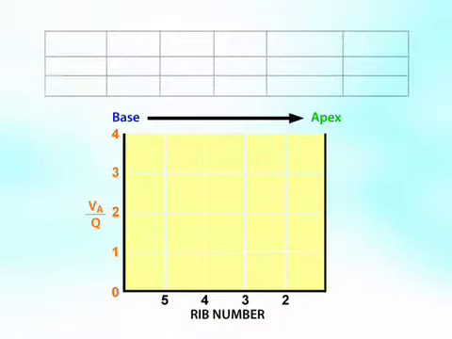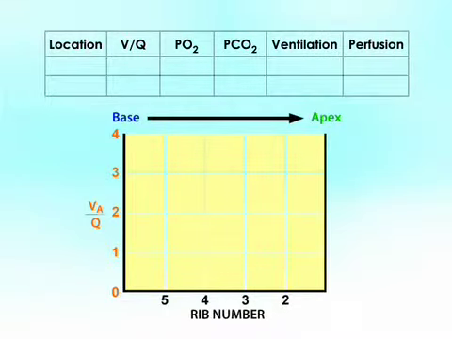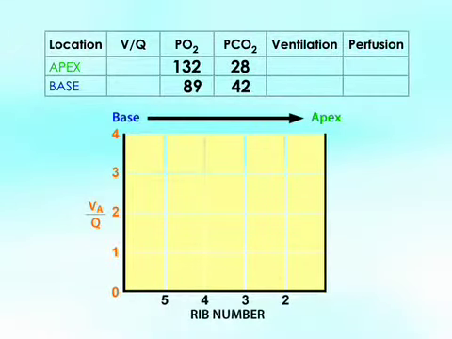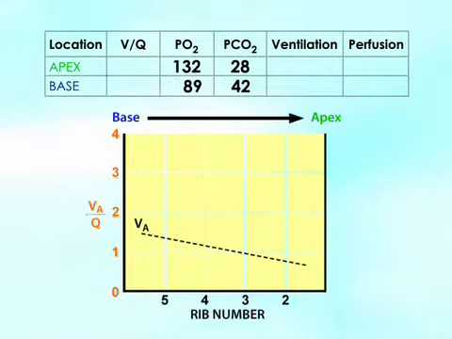Although gravity affects both ventilation and perfusion, the effects are more pronounced in perfusion. The lower lung zone is 3 times better ventilated than the upper lung zone as seen in the graph as a gradual downward slope. However, the lower lung zone is 8 times better perfused than the upper lung zone as seen in the graph as a steep downward slope.